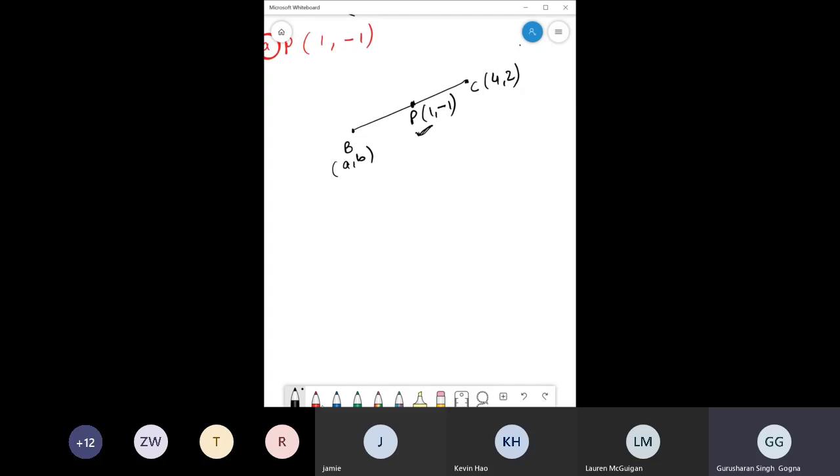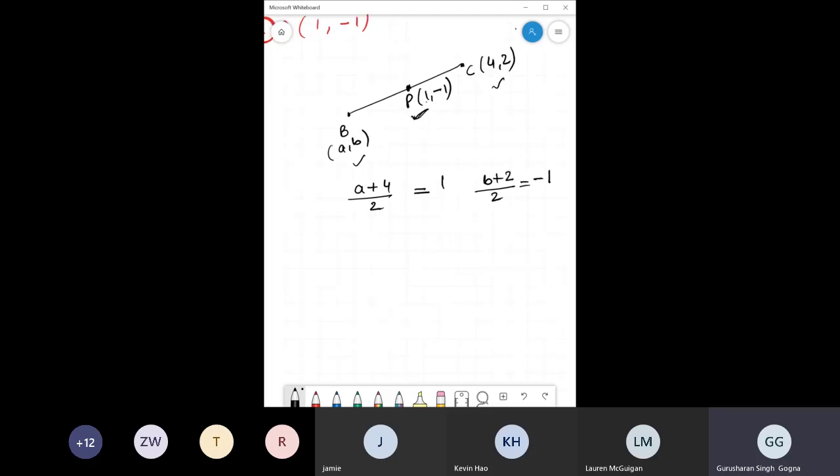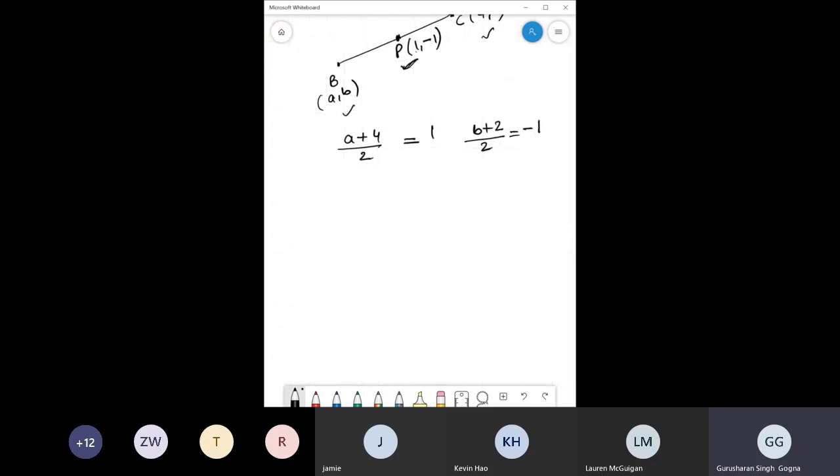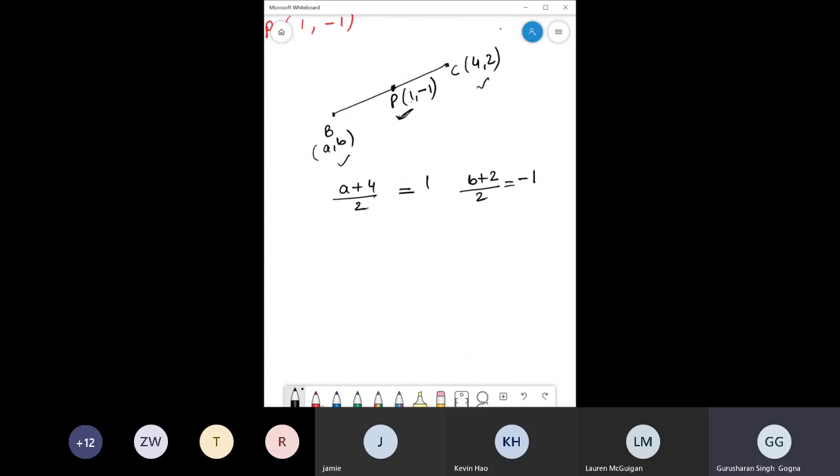So how do you apply the midpoint formula? You need to apply the midpoint formula between these 2 points, isn't it? So A plus 4 over 2 equals, what's the x coordinate? So your answer should be 1. And then similarly B plus 2 over 2 equals minus 1. Okay. So I'm applying the midpoint formula. I already know the answer, which is 1 and minus 1, because I know the midpoint. Okay. So let's simplify this.